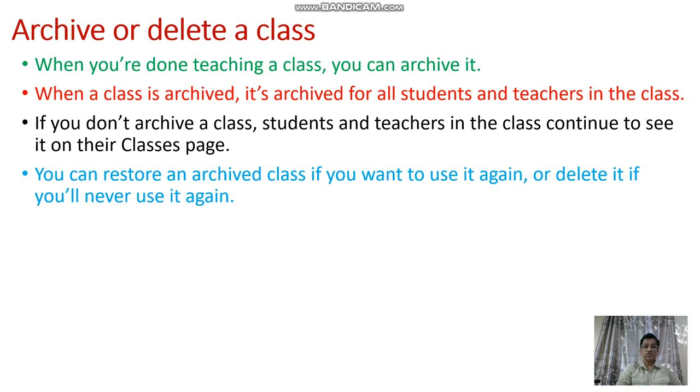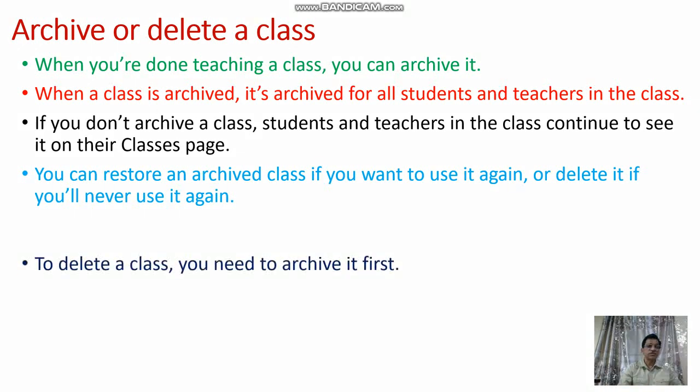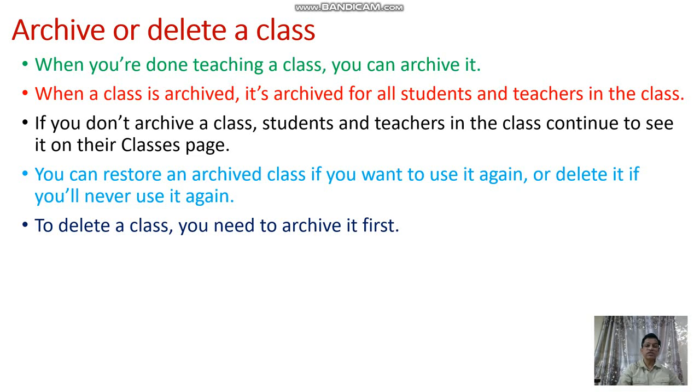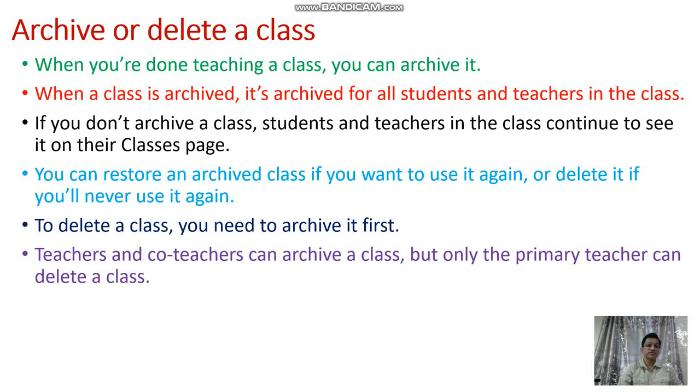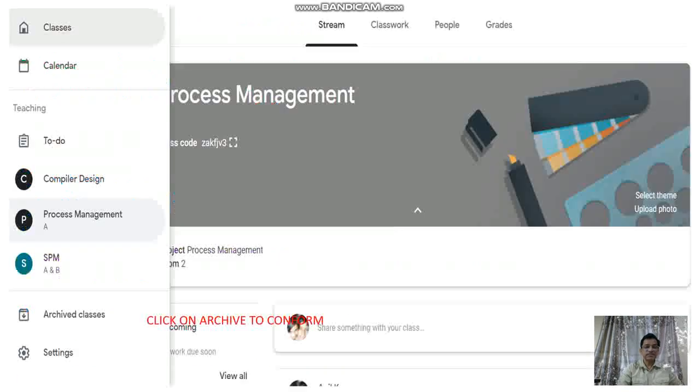You can restore an archived class if you want to use it again, or delete it if you will never use it again. To delete a class, you need to archive it first. The teacher and co-teacher can archive a class, but only the primary teacher can delete a class. Students cannot archive or delete a class.